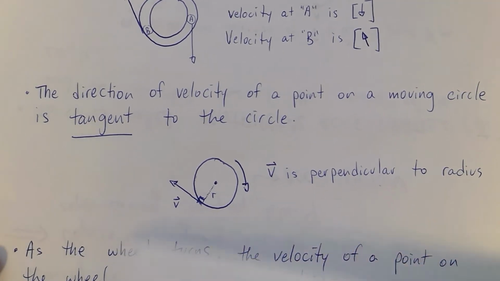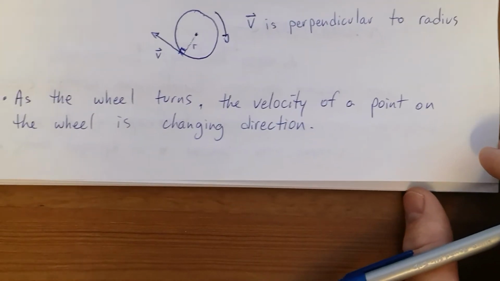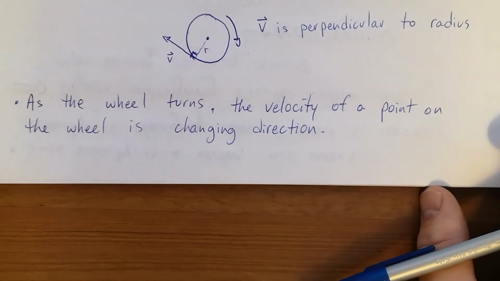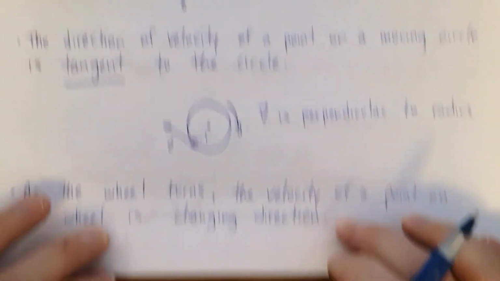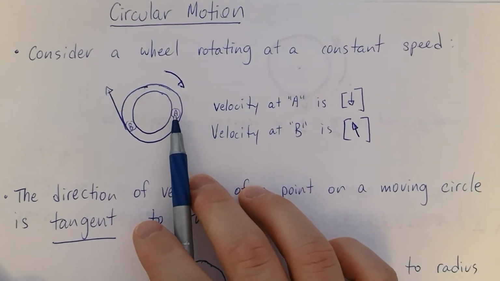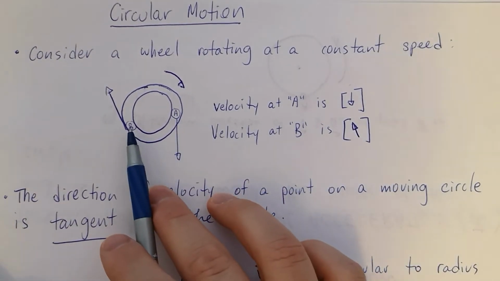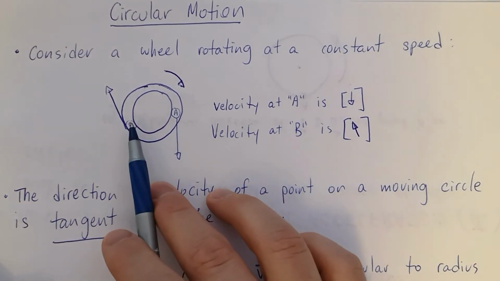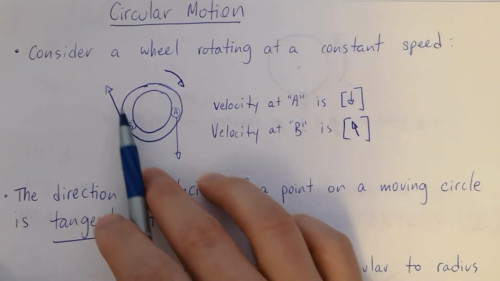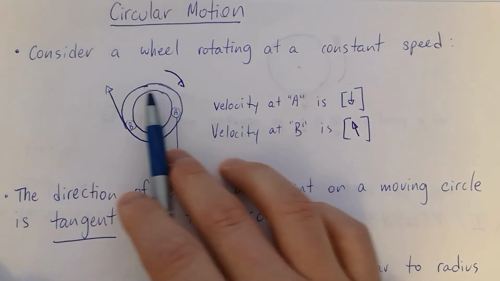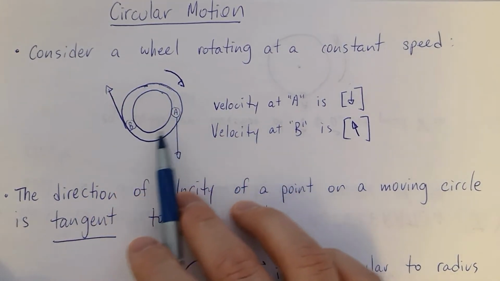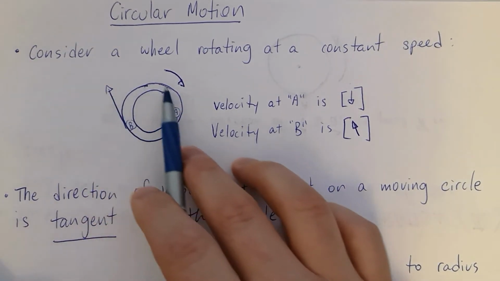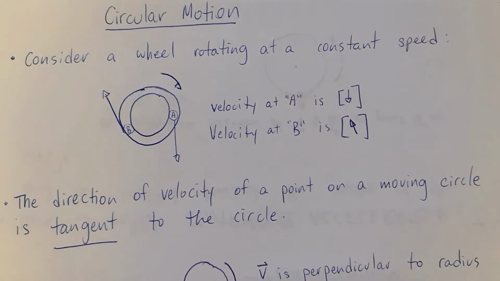Now, here's where it gets more interesting. As the wheel turns, the velocity of a point on the outside of the wheel is changing direction. Like, we called this point A. As the wheel turns, point A comes over here to point B. So its velocity was down, but as it goes, the velocity will go to the left, and then up, and then to the right. It's always changing. The direction this point is moving is constantly changing. That's what I want you to be thinking about.